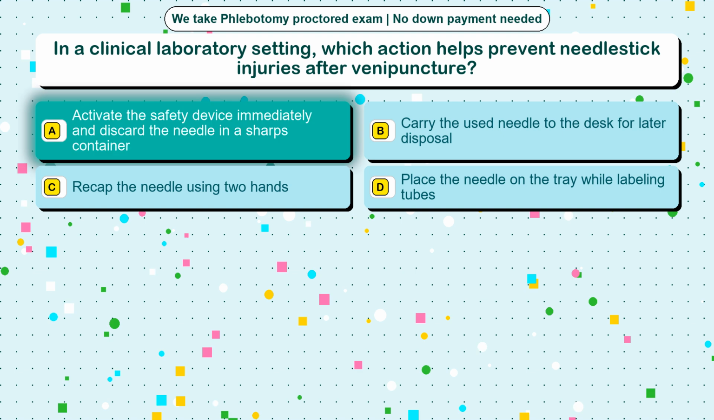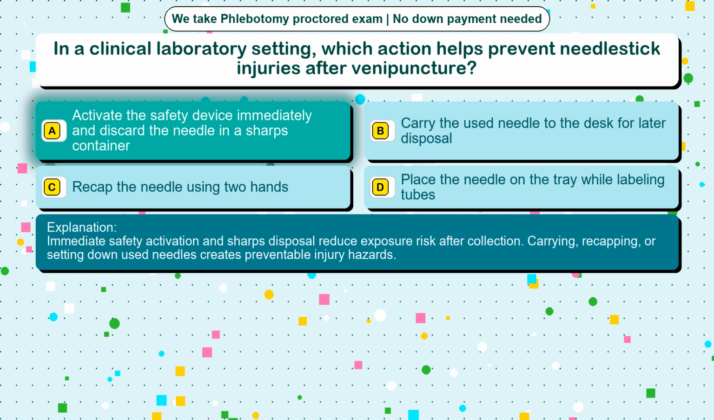The correct answer is option A. Activate the safety device immediately and discard the needle in a sharps container. Immediate safety activation and sharps disposal reduce exposure risk after collection. Carrying, recapping, or setting down used needles creates preventable injury hazards.